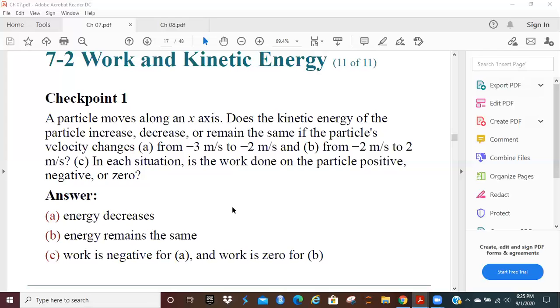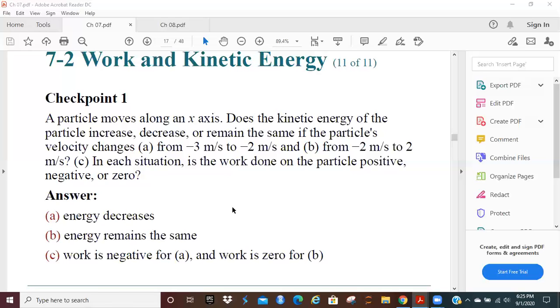Yeah. So that's the takeaway from this: if you square the magnitudes of these things, even if one is positive and the other is negative, the energy is not going to change. So for part C here, is the work done on the particle positive, negative, or zero?